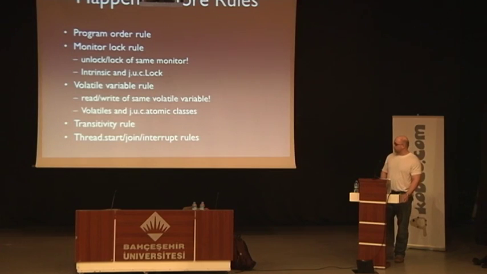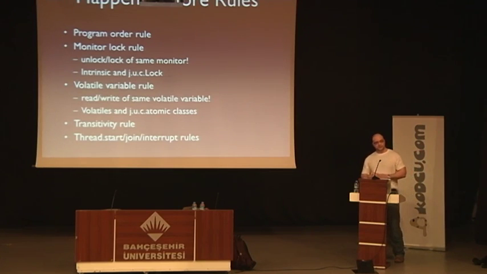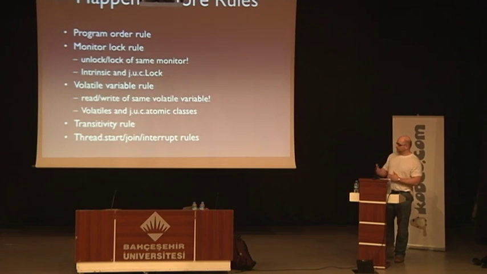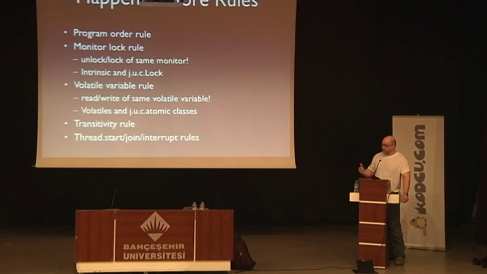Now there are 2 more rules. One is the transitivity rule. The transitivity rule means that if A is bigger than B and B is bigger than C, then A must be bigger than C. So with the transitivity rule, you can combine multiple rules into a bigger system. And then you also have the thread start, join, and interrupt rules.